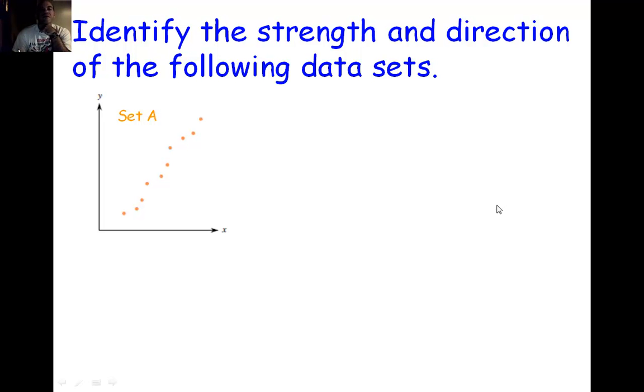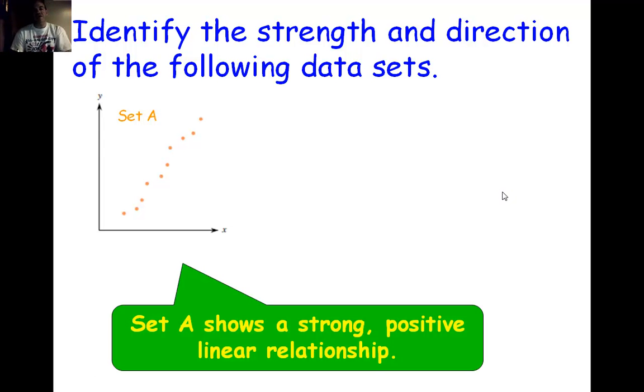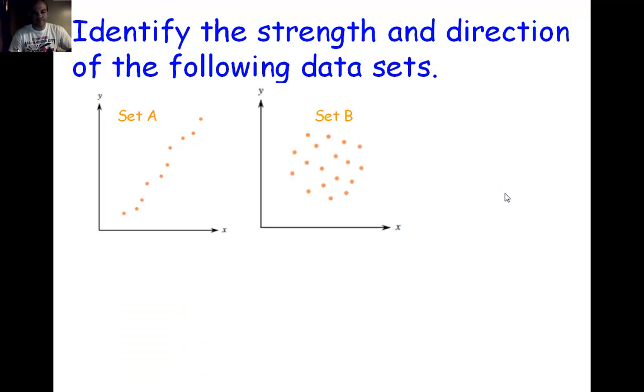So now we look at an example of positive or negative relationships, no relationships, weak and strong relationships. So this set A, data set A, looks like it probably has a relationship. It looks like it's both a strong and positive linear relationship.